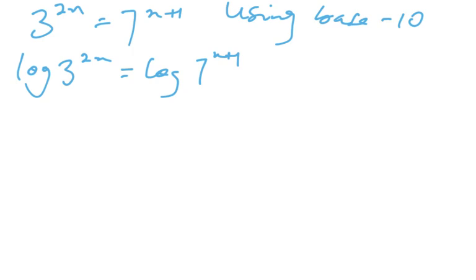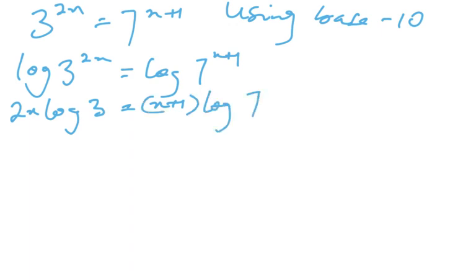So now here we are going to go ahead and solve. When you have something like this, with a base and a whole number exponent, this 2x is going to come to this side. So we are going to get 2x multiplying log of 3. The same thing applies here. We have x plus 1 in brackets multiplying log of 7. So this is what we are having here.